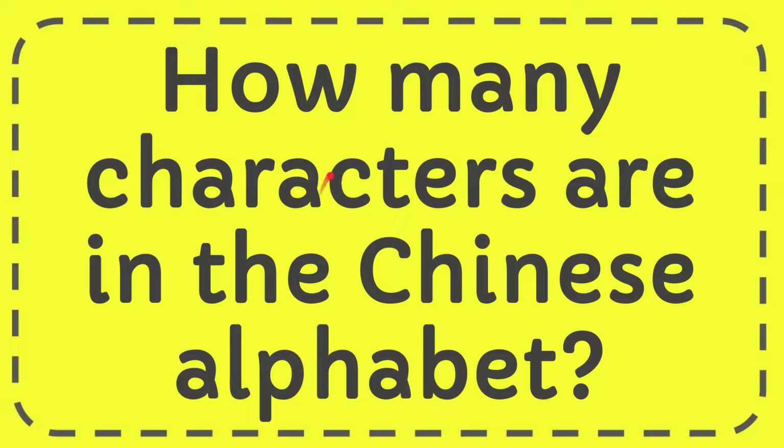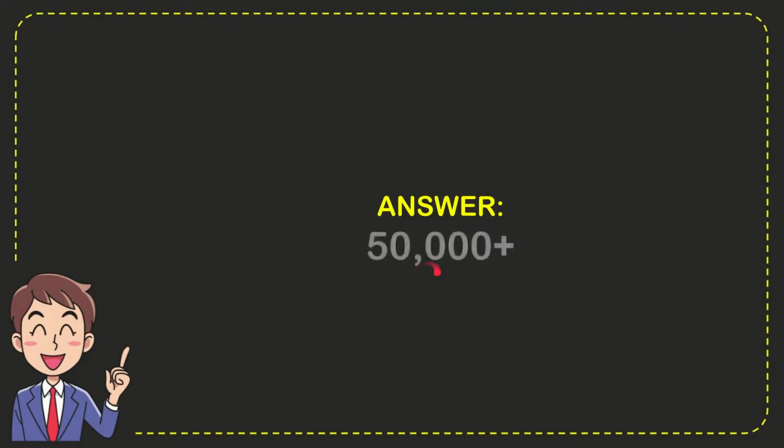In this video, I'm going to give you the answer for this question. The question is, how many characters are in the Chinese alphabet? Well, the correct answer for the question is 50,000 more. So that is the answer for the question: 50,000. About larger than 50,000. That's the answer.